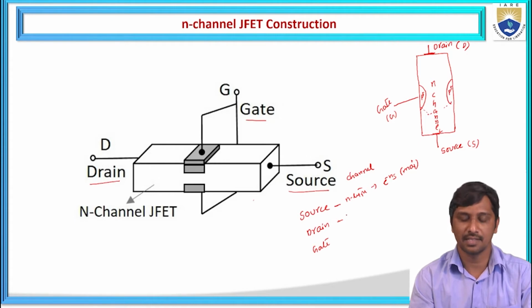junction field effect transistor. And coming to this gate, the gate acts as a controlling media, and based on this gate, we can control the flow of conduction across this N channel JFET or a P channel JFET.